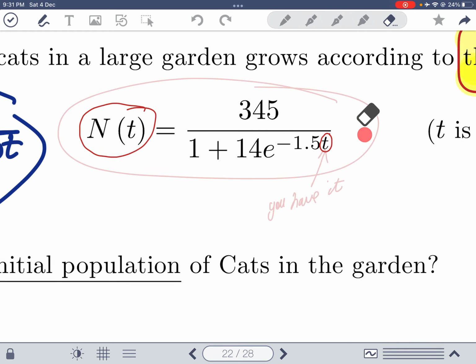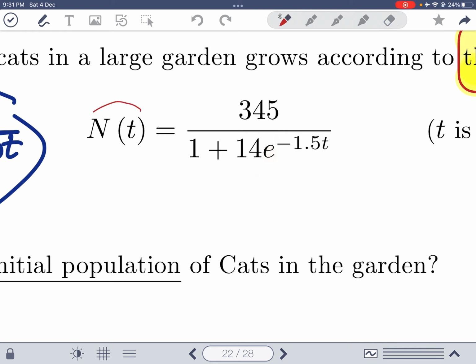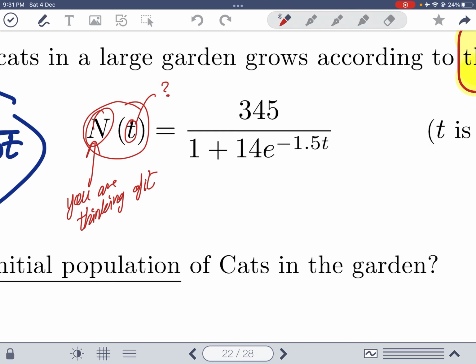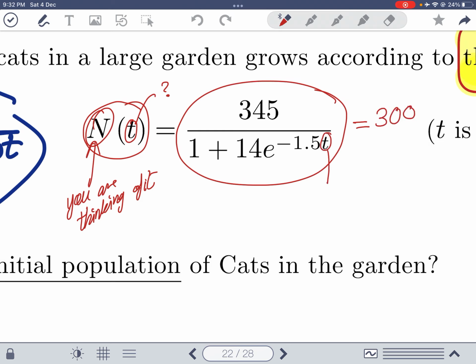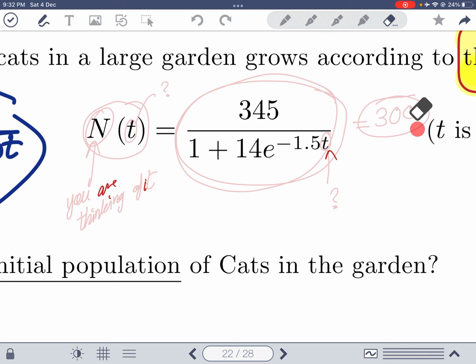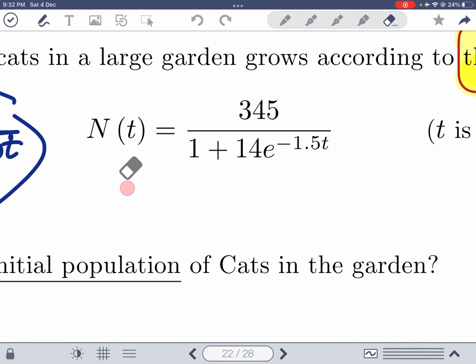The other way is, what if you have the population n? You're thinking, what t do I put here so that the answer is going to be a specific one? Let's say 300. What should I put for t so that this will be 300? You will see a question like this. So now we will start answering all of these questions. Let's do them one by one.